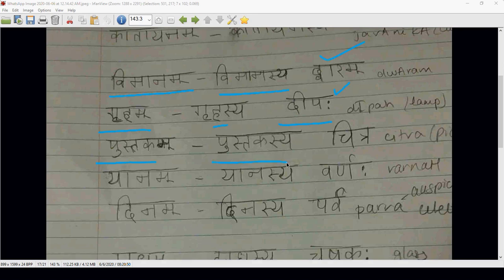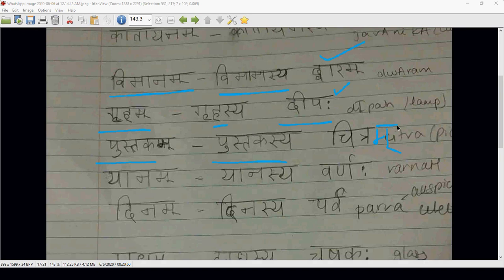Pustakam, pustakasya, chitra. Chitra is picture. A picture of the book. Yes, good. Just a note here, Sanjeev ji. At one point I started getting confused about the word that I'm using for the "of who". But go ahead, I see where the mistake came.